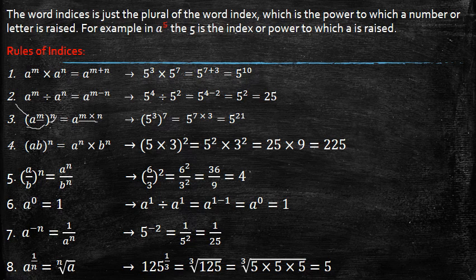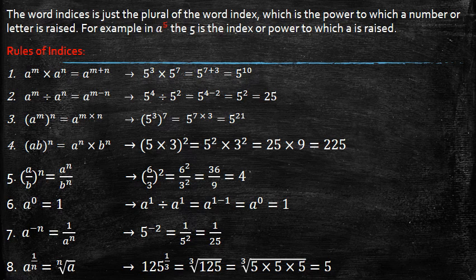Note that this is different from the first one. The first one you have a^m multiplied by a^n. But here you have a^m all raised to the power of n. So in our example, we have (5^3) all raised to the power of 7. So that's going to be 5 raised to the power 7 times 3. That's 5^21.